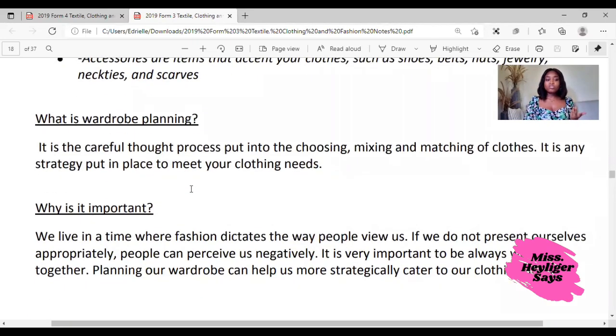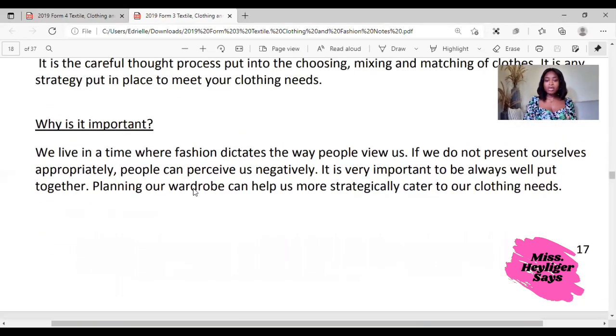So, what is wardrobe planning then? It's a careful thought process put into choosing, mixing, and matching of clothes. And it is any strategy that you put in place to meet your clothing needs. Why is it important, you ask? We live in a time where fashion dictates the way people view us. If we do not present ourselves appropriately, people can perceive us negatively. It's important to always be well put together. Planning our wardrobe can help us more strategically cater to our clothing needs.